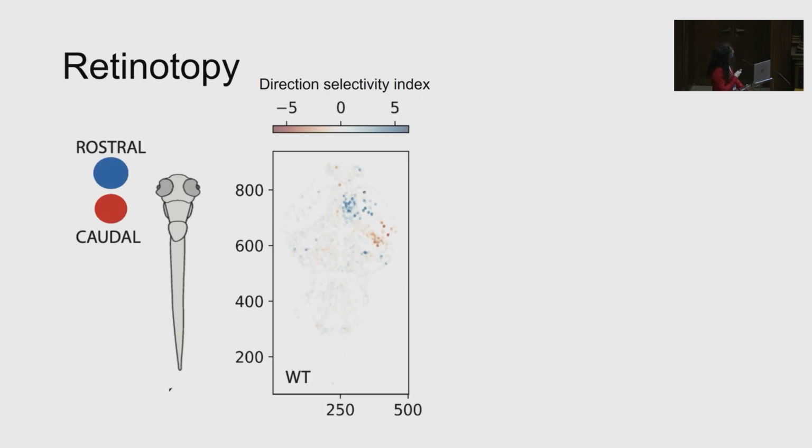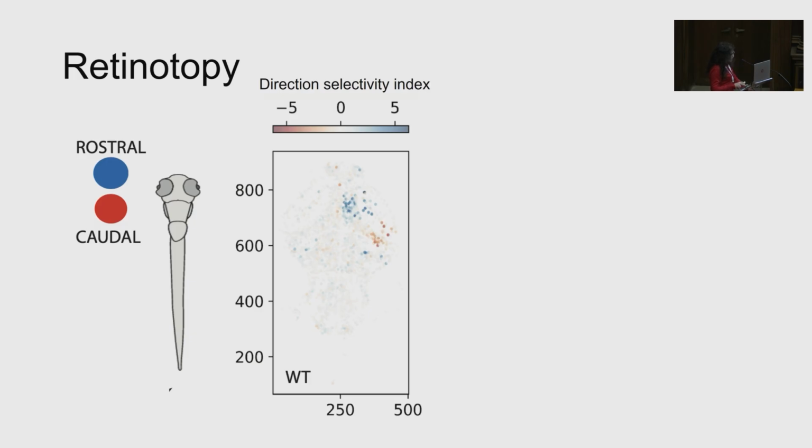Then first we went for the classic that is also visible in mammals, retinotopy. In visual areas, you have a mapping of the different parts of the retina in the retinotopic areas. And this also happens in the zebrafish. This is a flat example with 2 points, one rostral, one caudal. You see appearing different activity correlated with one stimulus that is spatially segregated.